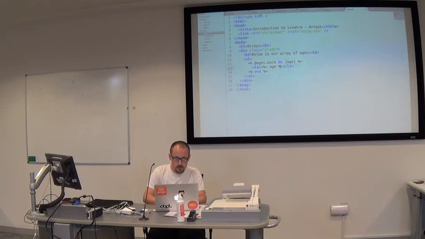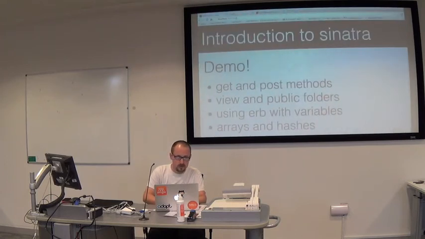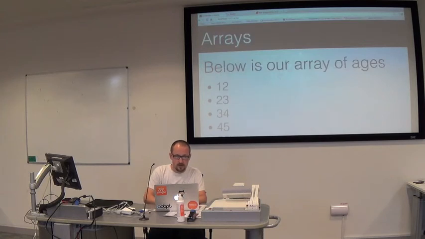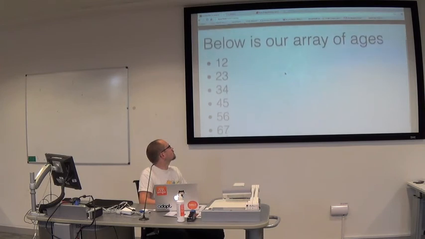Let me just double check my routes because I'm forgetful, and I'll call it array rather than ages. And here's our array of ages in lovely big, ridiculously visible text.